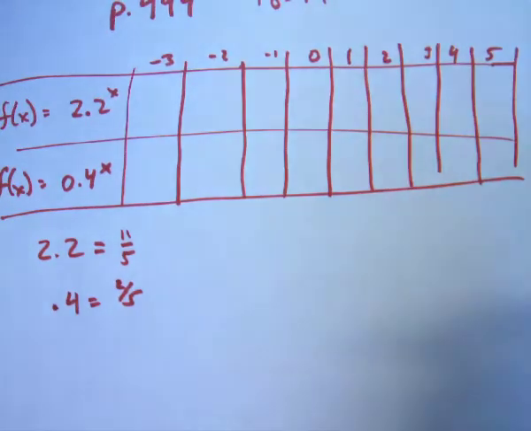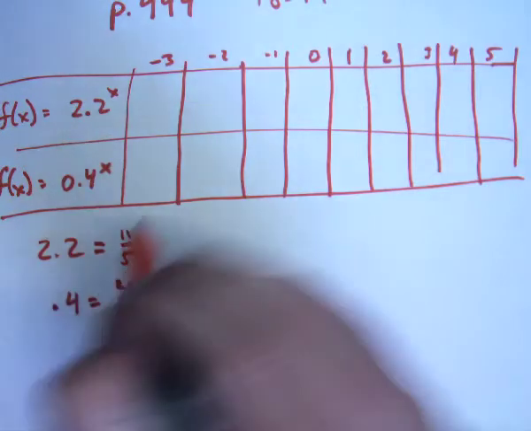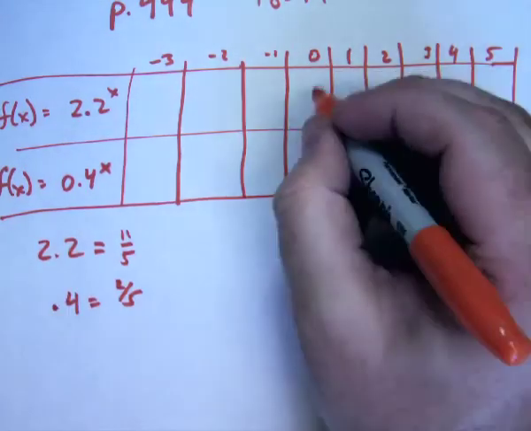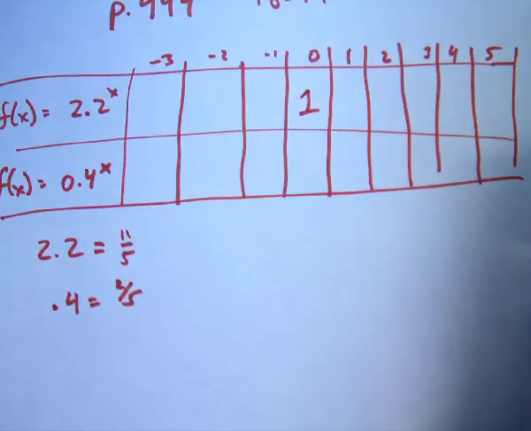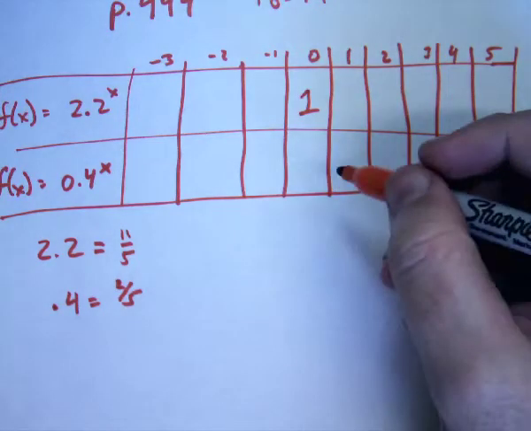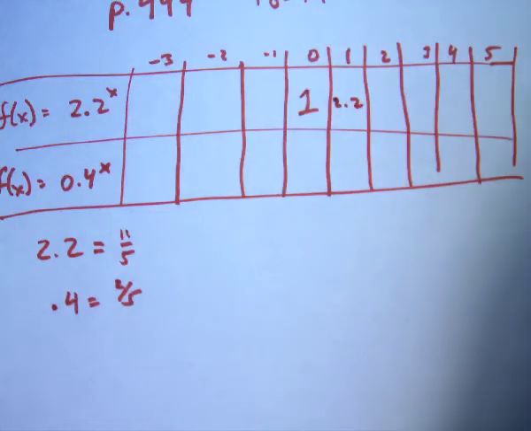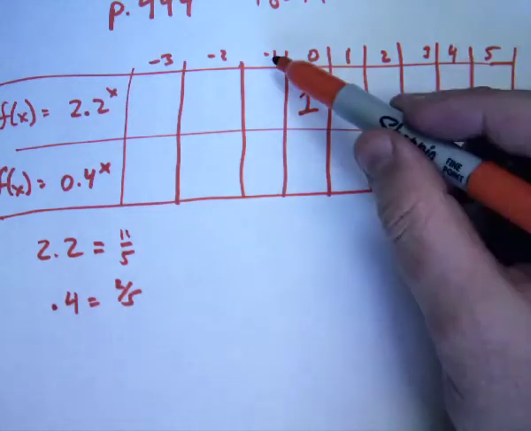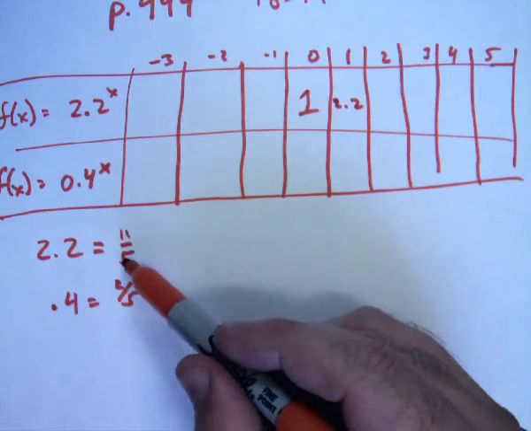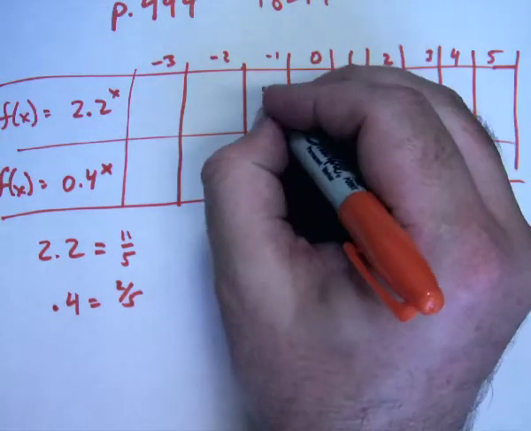All right, I'm going to start at 0, and I'm going to start with 2.2, or 11/5. Anything to the 0 power is, of course, 1. If we raise it to the first power, we're going to get 11/5, or 2.2. If we raise it to the negative 1 power, we take our 11/5 and negative exponents flip things over, so we're at 5 over 11.